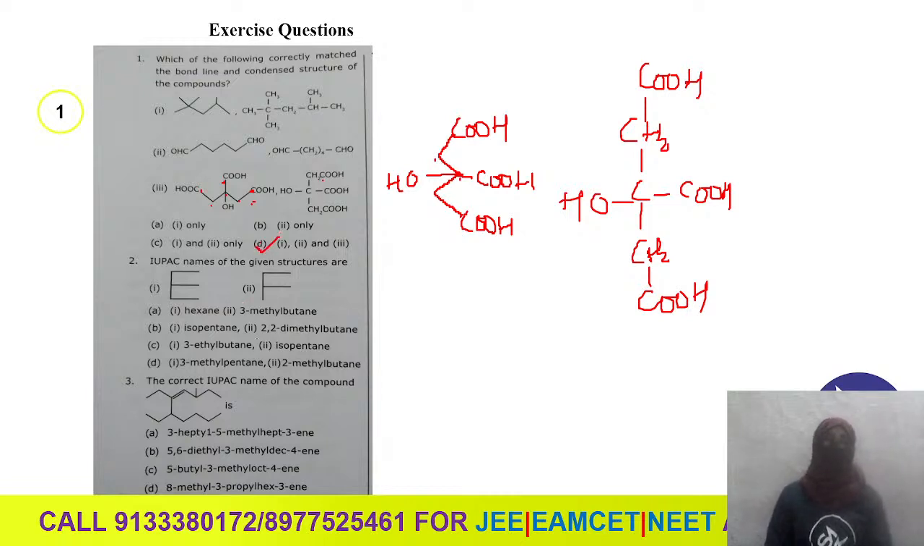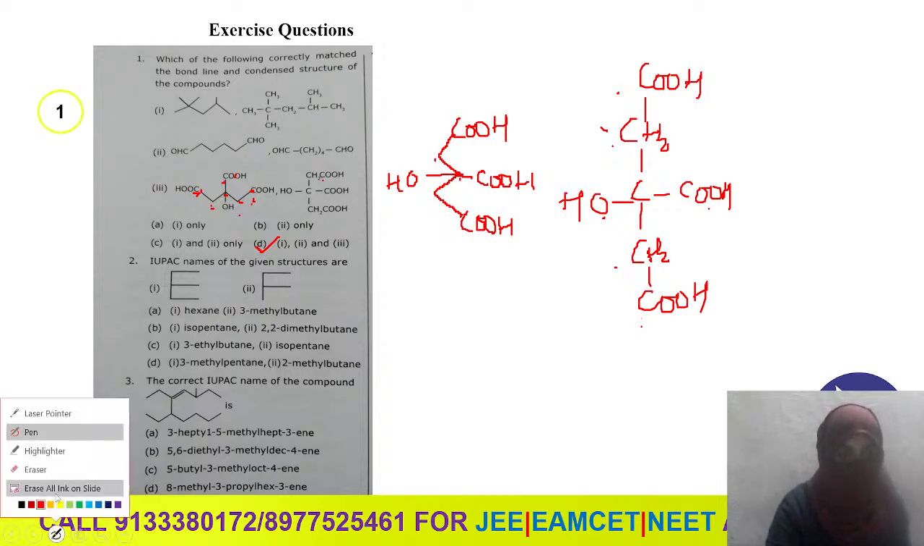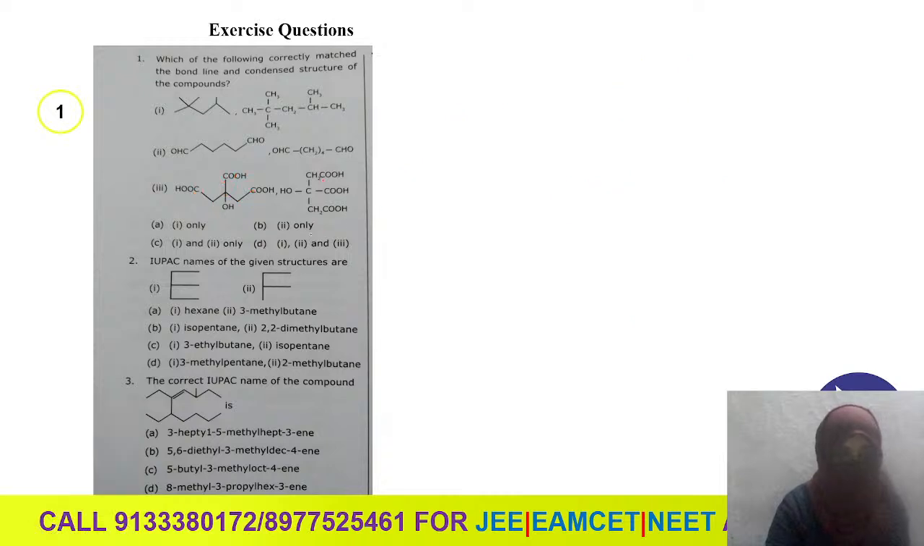Because all 1, 2, 3 are right. In the third one, they gave us a complicated one. But what I did, I drew it in vertical form so that I could easily spot it. You can see here COOH attached to CH2. After CH2, you have one carbon which is attached to COOH, OH. Then CH2 attached to carbon which is attached to COOH, OH. Then attached to CH2, COOH. Hence, all three are right. The answer is going to be D.